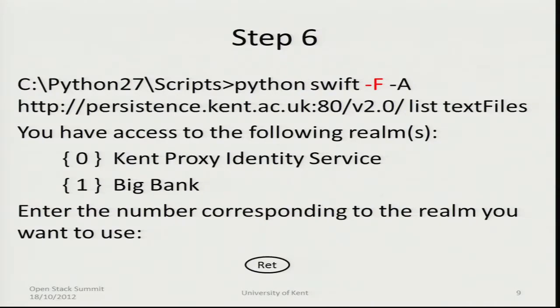Now, these are identity providers. You can do your wording or, you know, user interface however you want, but that's basically saying to the user, you can log in via Big Bank, who's an IDP. You can either log in via your bank, or you can log in via the Kent Proxy Identity Service. You choose which of your identity providers do you want to use, okay? So the user chooses one.